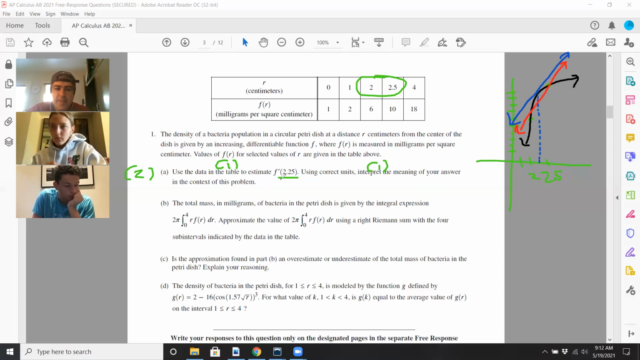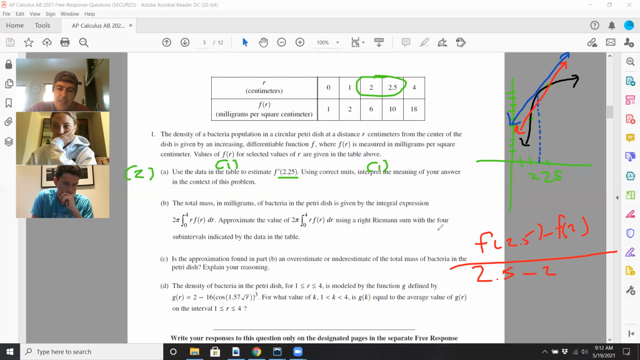So we just do the secant line or average rate of change. So you just do F of 2.5 minus F of 2, over 0.5. And this is a very famous type of problem. They ask this almost every year. So if you see it, that's what you do. Or if you see it in a multiple choice, do the same thing. So that's 10 minus 6 over 0.5.